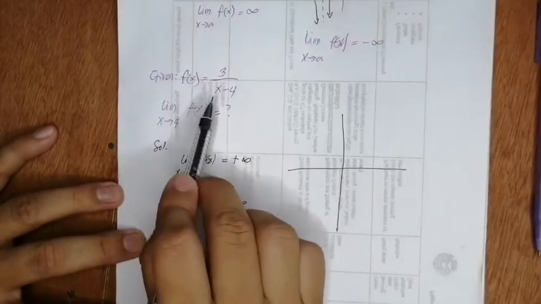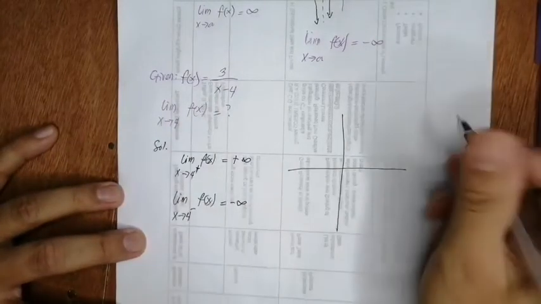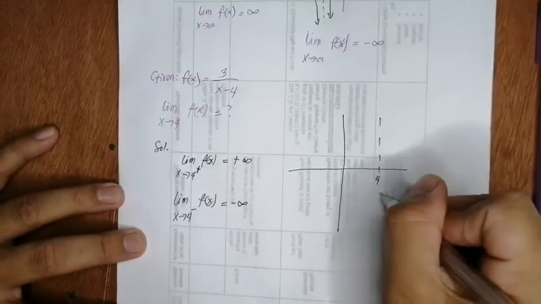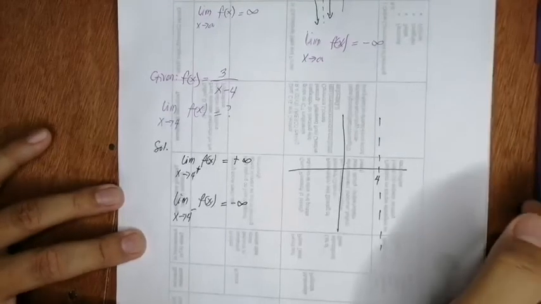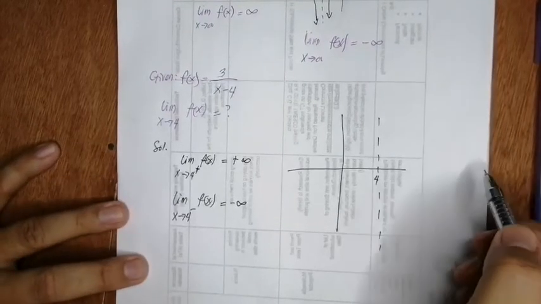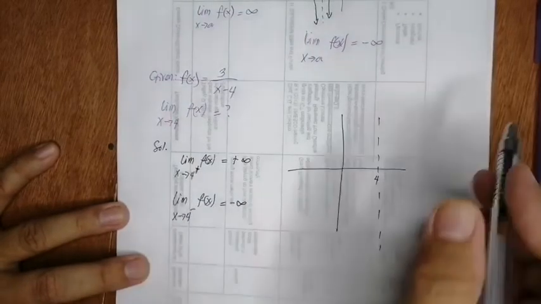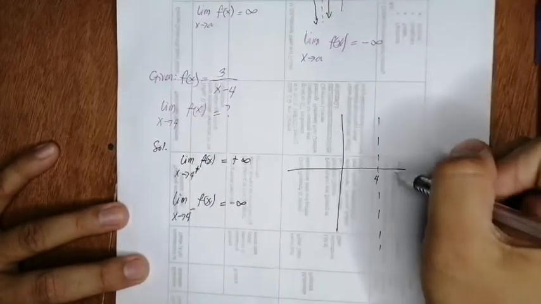So, the 4 will serve as the vertical asymptote. So, where can we find that? Let's say ito yung 4. Yan ang ating vertical asymptote. Okay? So, yung magiging behavior ng graph as x approaches 4 from right, lahat ito ay papunta na doon sa taas.